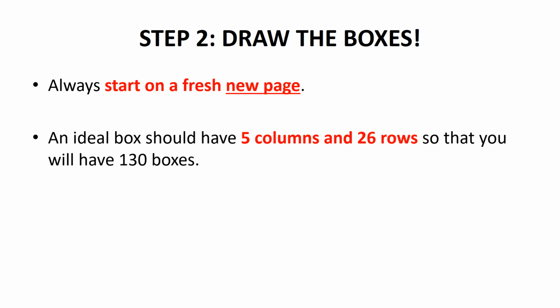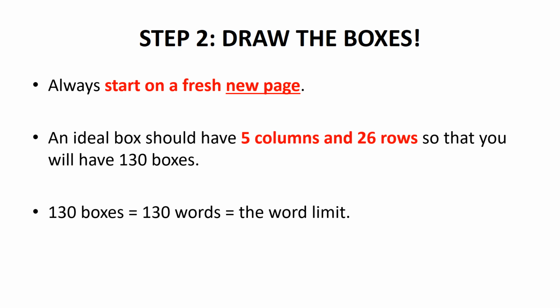Columns are vertical. Rows are horizontal. So 5 times 26, you will get 130 boxes. If you don't believe me, get a calculator and you can calculate. 5 times 26 equals 130. So 130 boxes. For each box, you can write only one word. So 130 boxes, meaning 130 words. That is the word limit for summary.